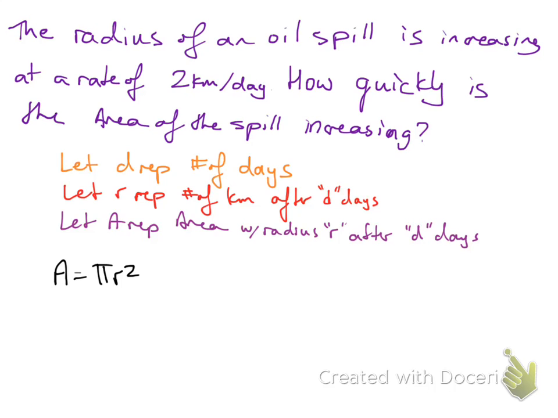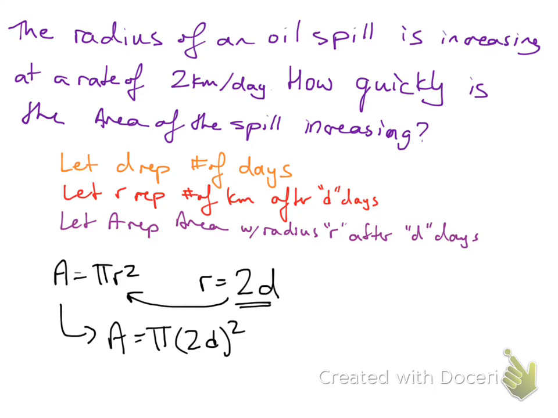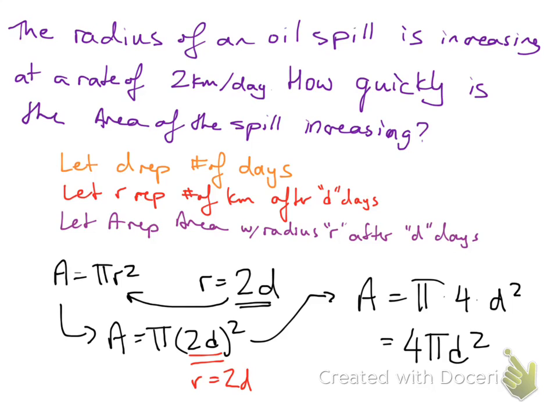So we know that the area is pi r squared. We also know that the radius is 2 times the number of days, right? Because it's 2 kilometers per day. So that means that we can combine the area and the radius to be pi times 2d squared, because this represents r. And now we can simplify that. So pi times 4d squared, which means 4 pi d squared. So the area is equal to 4 times pi times the number of days squared.